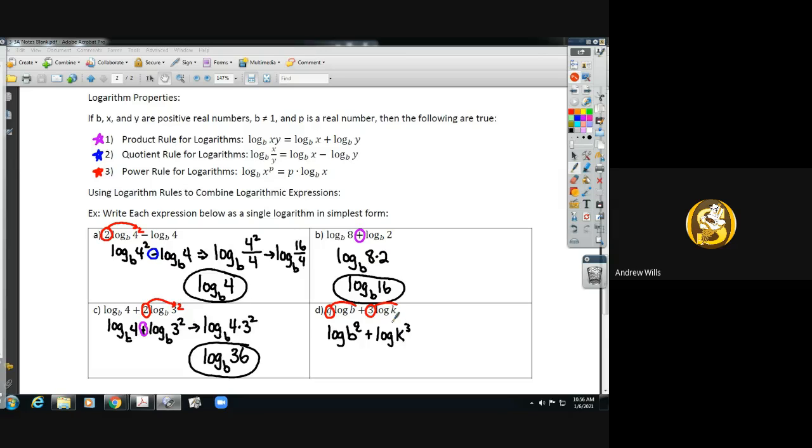So our first step is to move those things from in front of the logarithms up to be exponents. And then we have a plus in between. So we are then going to apply the product rule because of the plus, and we're going to combine those by multiplying, which would give me log of b to the q power, k to the third power. We cannot simplify that any further. That is in simplest form. So we're done. That is how we combine.